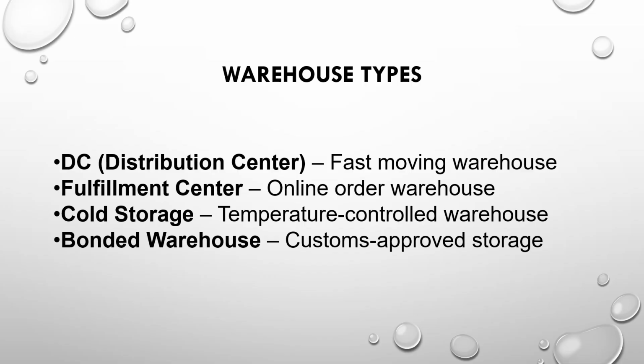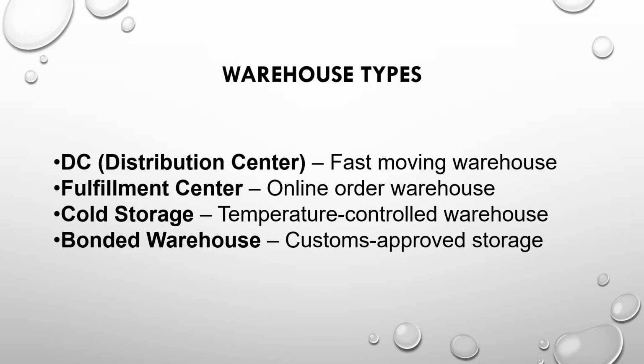Now let us understand the different types of warehouses. There are many types of warehouses and each one is used for a specific purpose. First is DC, distribution center. DC stands for distribution center. A distribution center is a fast moving warehouse. Here goods are received, sorted and quickly sent to stores or customers. Products do not stay for a long time in a distribution center.